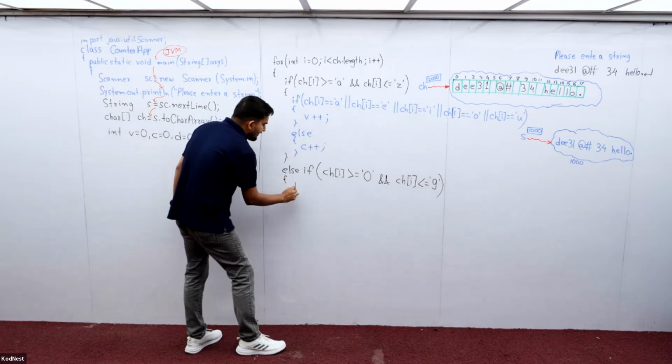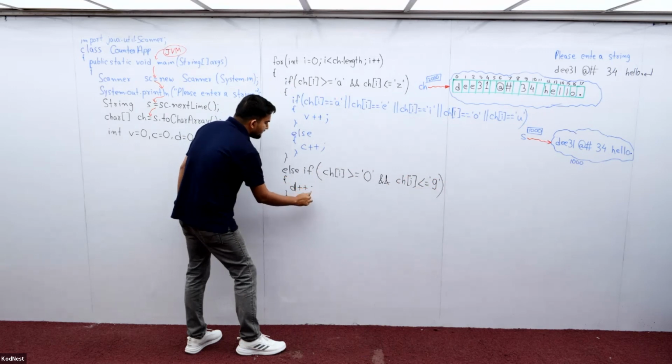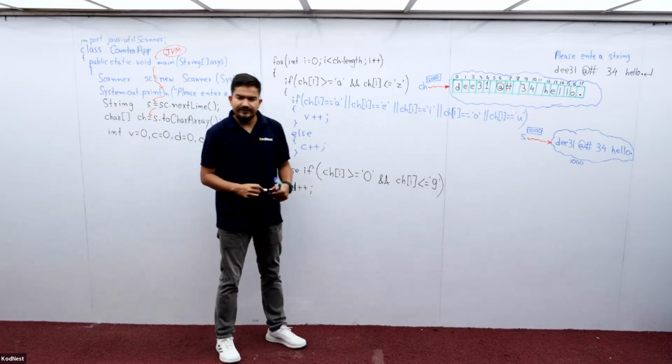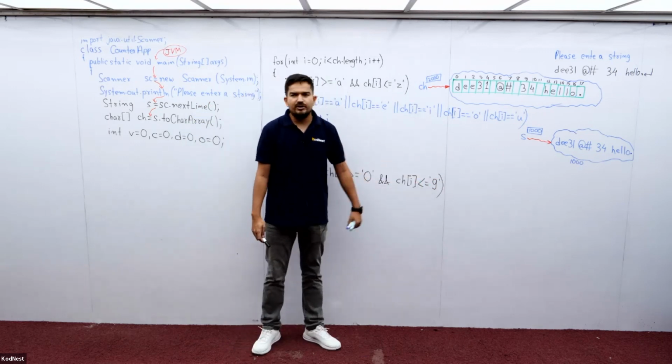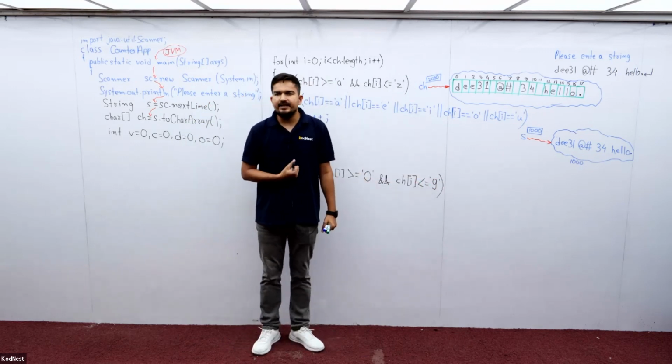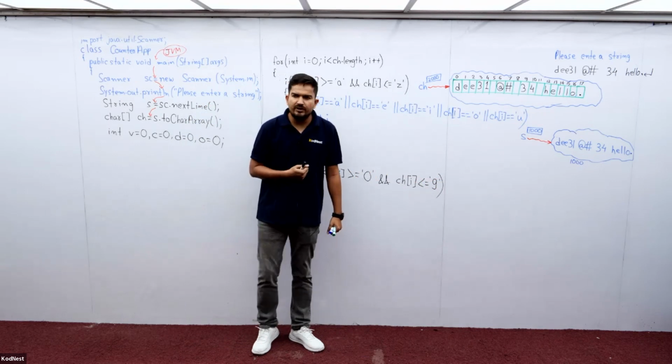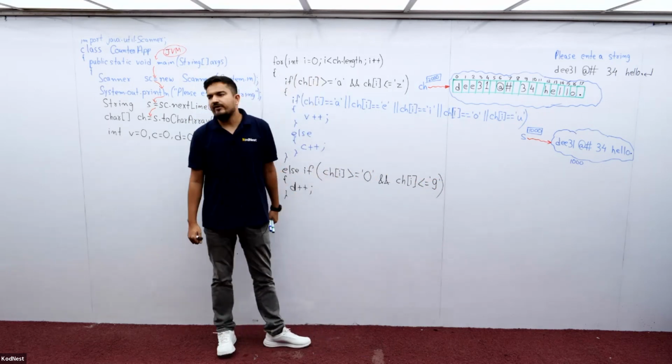We are going to increase the value of D. We will say D plus plus. Okay, what are we checking? If the current character is greater than or equal to 0 and less than or equal to 9, that will mean that it is a digit. And if it is a digit, what are we doing? We are increasing the value of D.